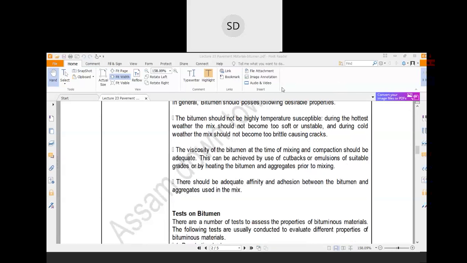Now, the viscosity of the bitumen at the time of mixing and compaction should be adequate. This can be achieved by use of cutbacks or emulsions of suitable grades, or by heating the bitumen and aggregates prior to mixing. One thing I want to add over here, that whenever you are heating the bitumen and mixing after it, that mix type is called hot mix asphalt. Or whenever you are using emulsion or cutback bitumen, where heating is not required for the mixing, this type is called cold mix asphalt.